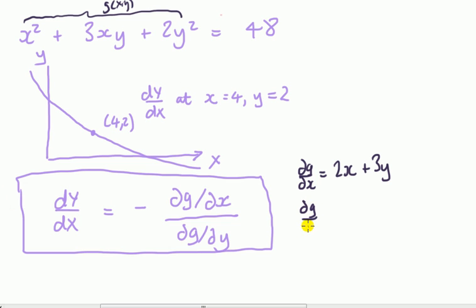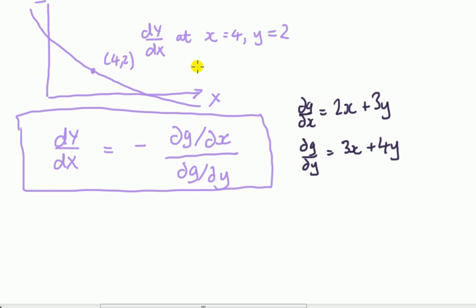Next, dg by dy. Look at this thing again. Now x is treated as constant, only y is the variable. So here we have 3x for the second term. And the third term also depends on y, so bring that down, plus 4y. The first term is nothing, it's a constant. So we've got these two things, now just put it into here.